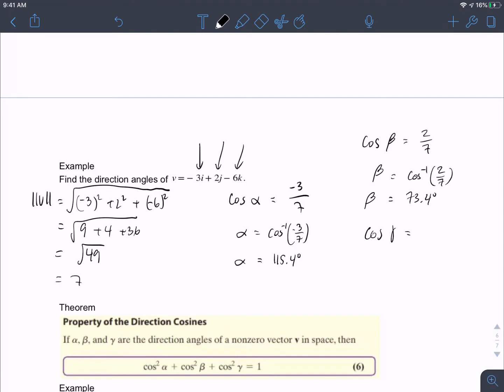And then for gamma, I think you've kind of seen the pattern now. It's that -6 over 7. And so gamma is going to be cosine inverse of -6 over 7, which gives me gamma to be 149.0 degrees. And that's how we find the angles. So once you have the magnitude, it's just your A, B, and C. Cosine of alpha, beta, and gamma over A, B, and C for each one respectively. And then you can use your calculator with the inverses to be able to find those answers.